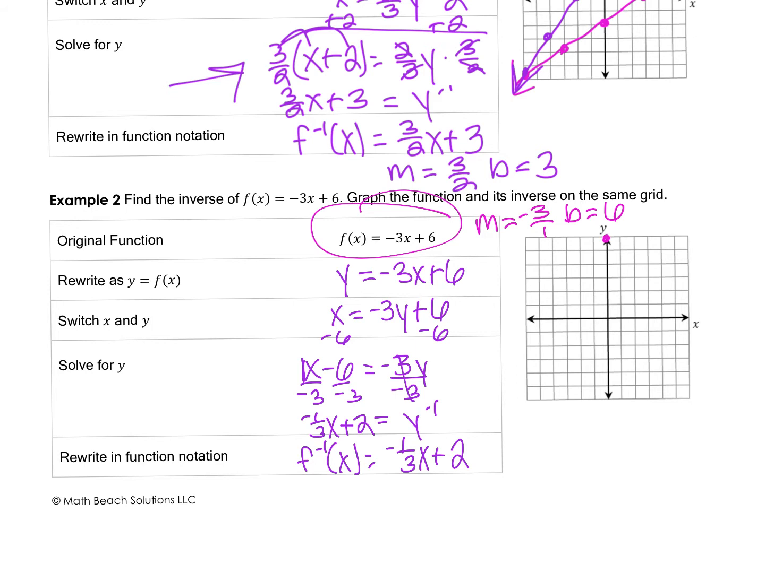And then since it's negative 3, we're having to go down 3 and then right 1. Down 3, right 1. Continue on until you can't plot anymore. And then you'll draw your straight line.